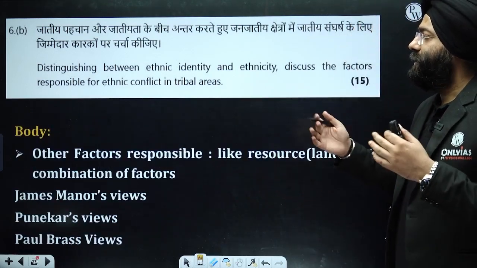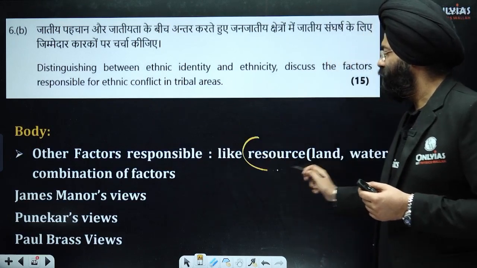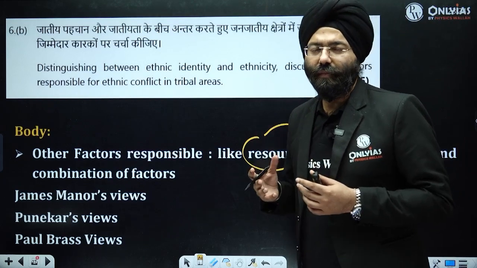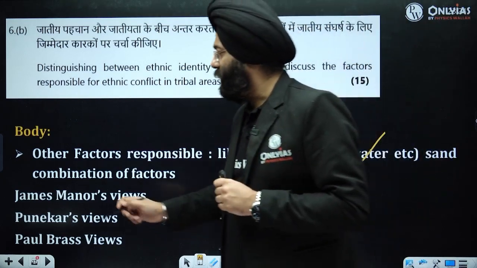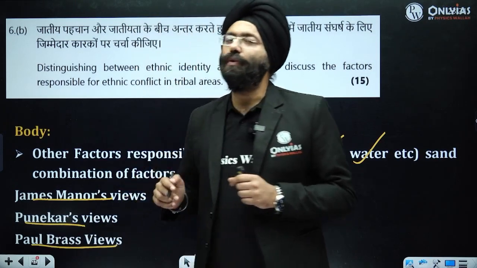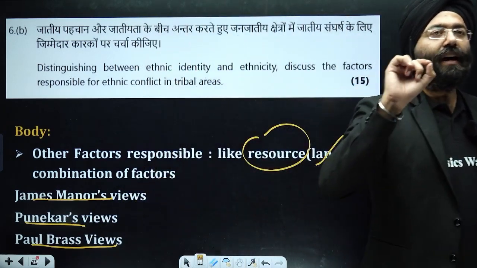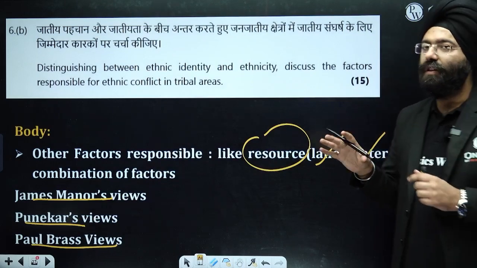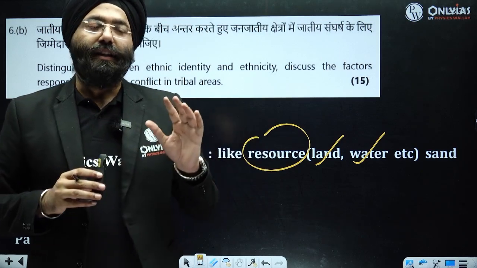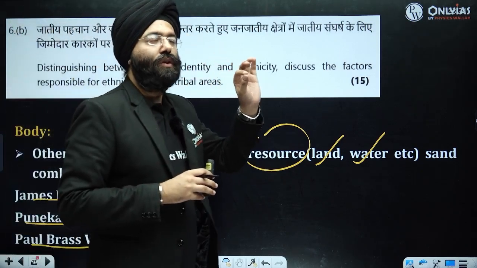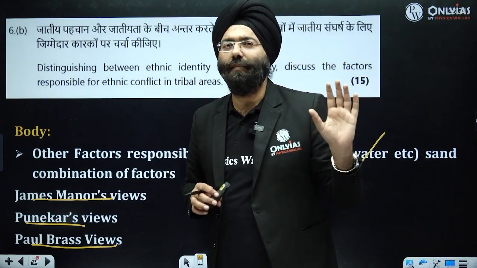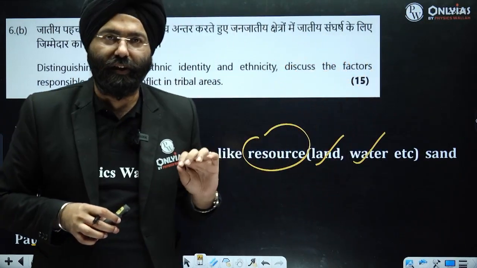Next, what are the other factors that you can mention, like resource crunch, land issue, water, and a combination of these factors. Again, in the class, we have done James Maynard's, Punnicker's, and Paul Brass's views with respect to the various factors. These all have given the various factors along with the studies. What a student would have done is simply list 1, 2, 3, 4 points. This is something very easy that can be done even by a general studies candidate.